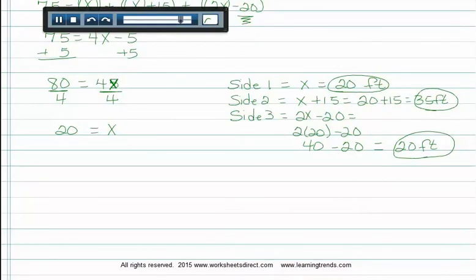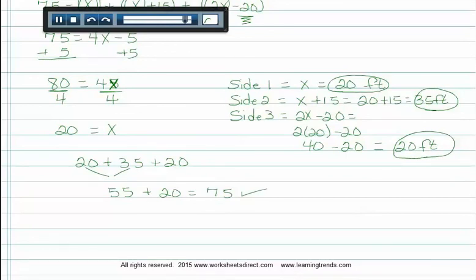Our final step would be to check our answer, and let's see what happens when we add all 3 of those sides, and let's see if we get 75. So side 1 was 20, plus side 2, which is 35, plus side 3, which is 20. So 20 plus 35 gives us 55, and 55 plus 20 gives us 75, and that checks out. So we know that we solved our problem correctly.